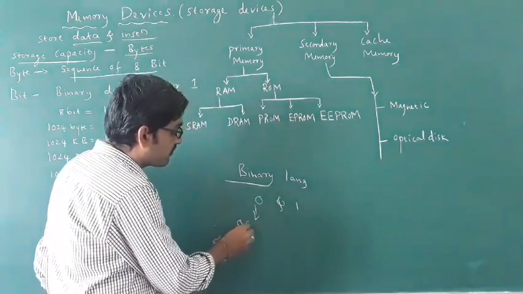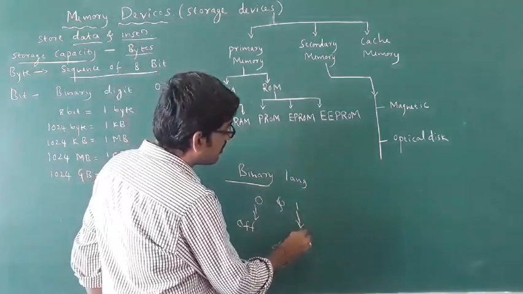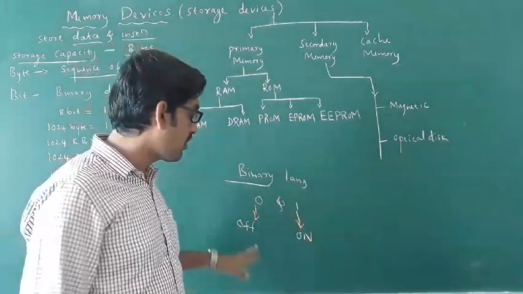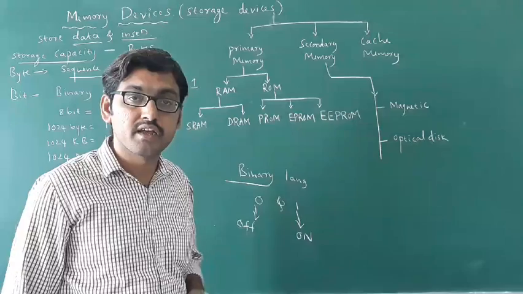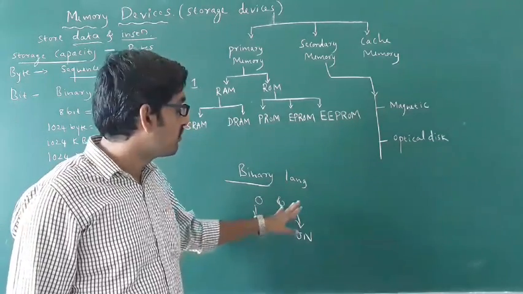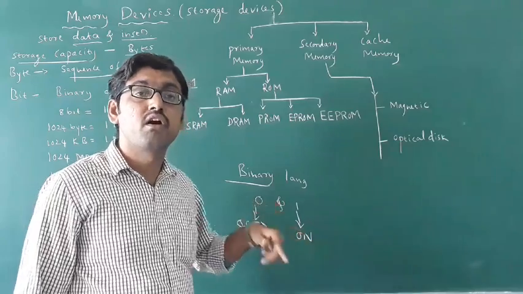0 means off, 1 means on. On means the current will be supplied. Off means the current cannot be supplied. 0 means signals will be off, 1 means the signals will be on.